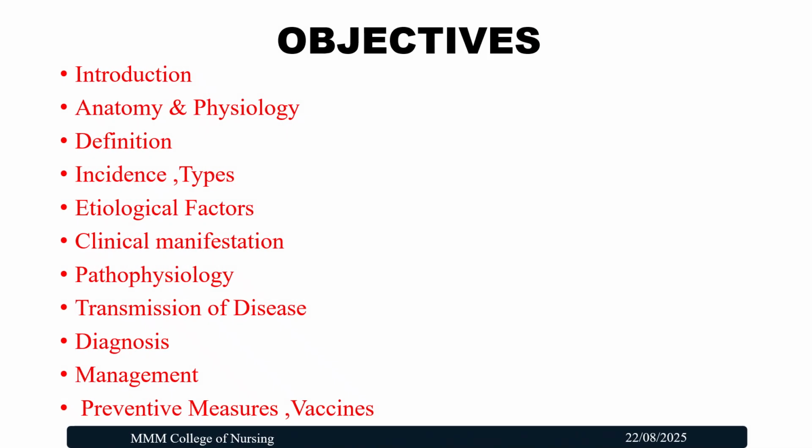Let's see the objectives of the topic. At the end of the class, students will be able to understand the introduction to smallpox, anatomy and physiology of the skin, definition, incidence and various types of smallpox, etiological factors and clinical manifestations, pathophysiology, transmission of the disease, diagnosis and management, preventive measures and vaccines. Coming to the conclusion.